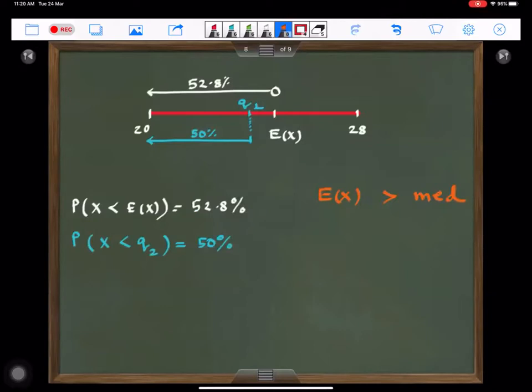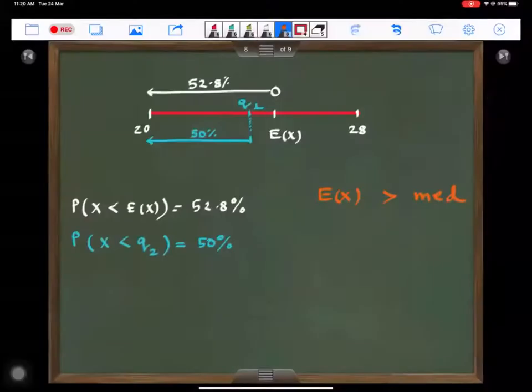Probability, and this is what the examiner is asking you to do. Probability x less than expectation of x is 52.8%. So you draw a number line. Probability x less than Q2, that is a universal truth. We call it the median. Probability x less than median is 50%. So now this value is shorter. Therefore, from the number line, I can see that expectation is greater than median.